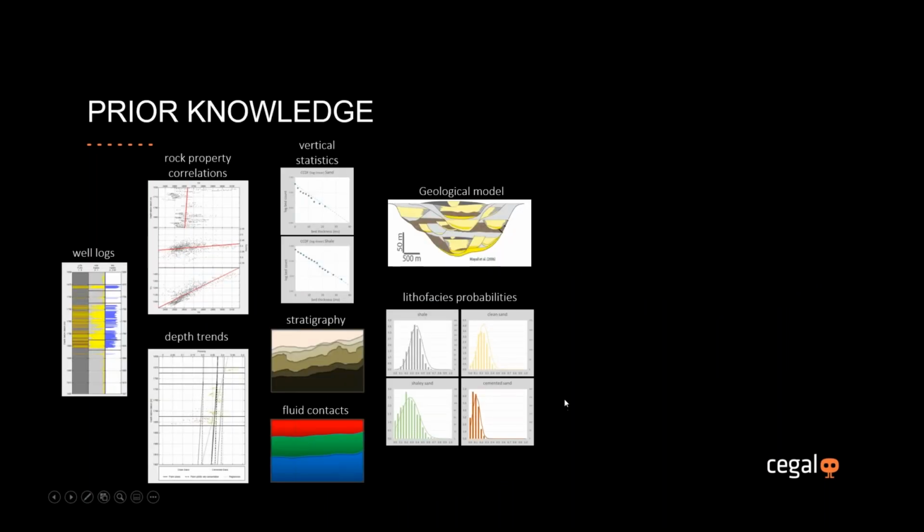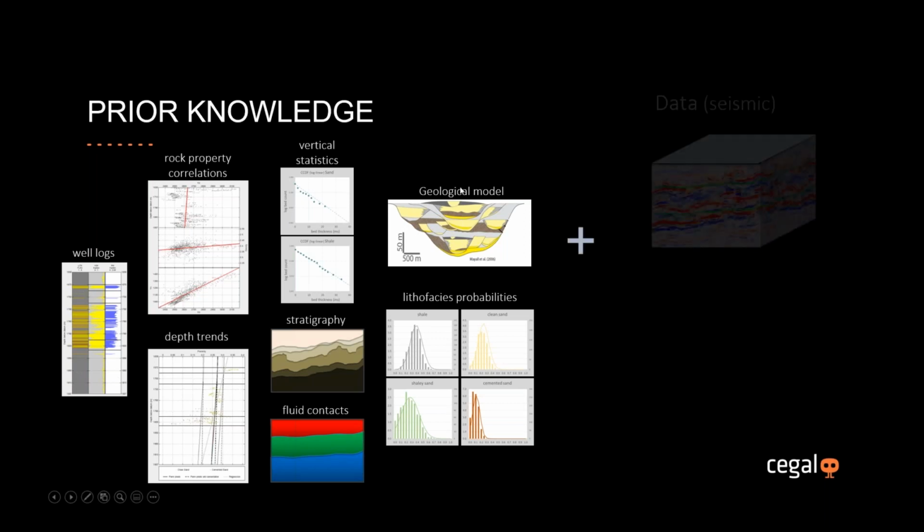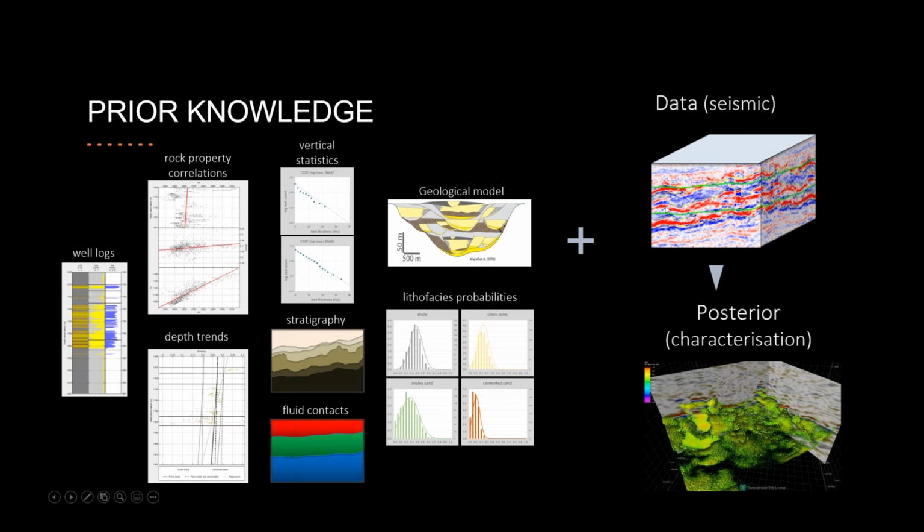To sample the prior in a meaningful way, we can use prior knowledge, which can be well logs, depth trends, vertical statistics, geological models, and so on. So we take information from this prior knowledge, we compare with our data, our seismic, and we have our posterior, which is our characterization.